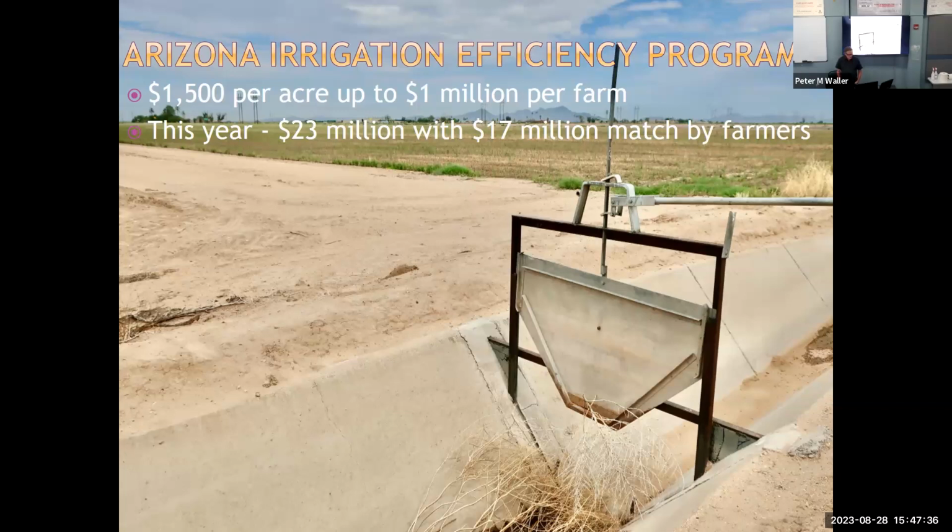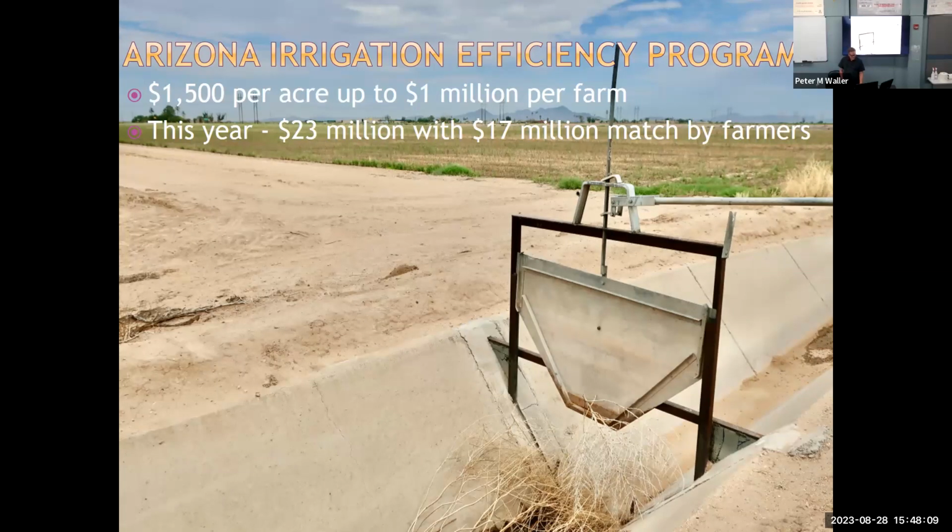So farmers or ranchers who are accepted into the program get $1,500 per acre just for free and up to $1 million per farm. That's amazing, to help pay for improved irrigation systems and that show a projected water savings of at least 20%. So that would be like converting over to gravity drip, subsurface drip, or center pivots, basically.